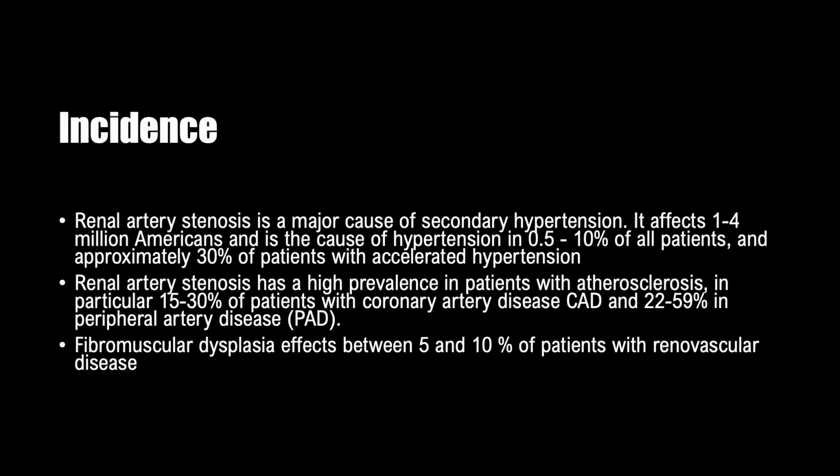So renal artery stenosis is a major cause of secondary hypertension. It affects 1 to 4 million Americans and is the cause of hypertension in 0.5 to 10% of all patients, and approximately 30% of patients with accelerated hypertension. Renal artery stenosis has high prevalence in patients with atherosclerosis, in particular 15 to 30% of patients with coronary artery disease, and 22 to 59% in peripheral artery disease. Fibromuscular dysplasia affects 5 to 10% of patients with renal vascular disease.